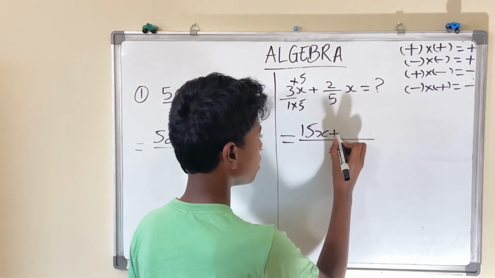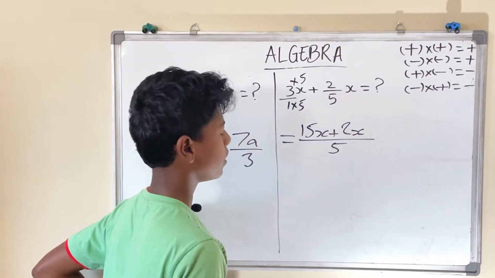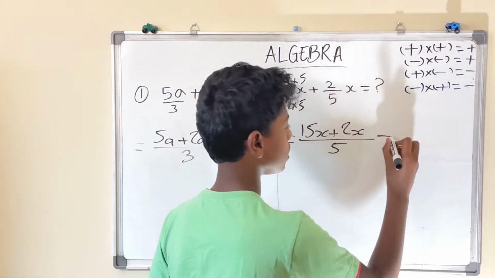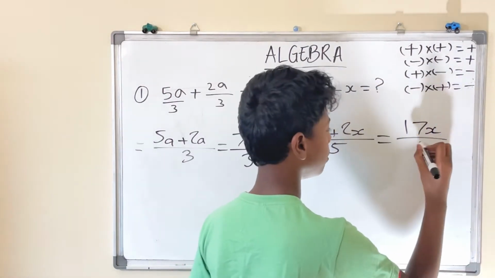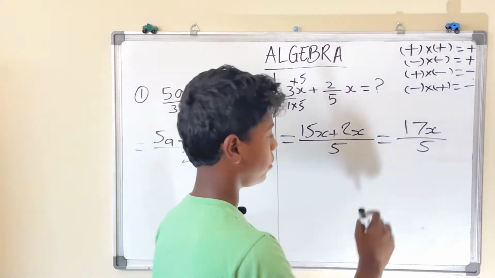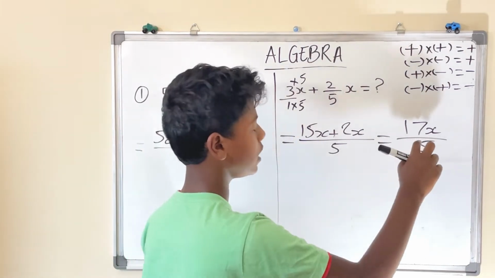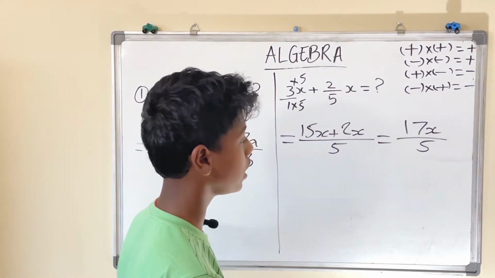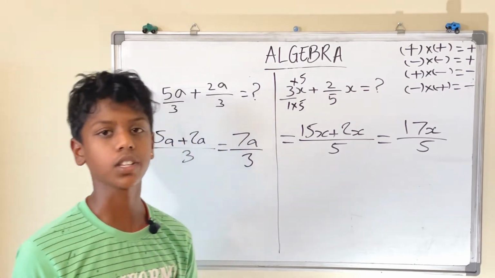So 5x plus 2x over 5. So 15x plus 2x over 5. So 15 plus 2 equals 17. And we just write the x beside it, and then with our denominator of 5. So that's our answer for this question. Again, 17x, you can also write it as 17 over 5 and then the x beside the fraction line. It doesn't change its value. It's just the way it's written. It doesn't matter. And let's go to our next question.